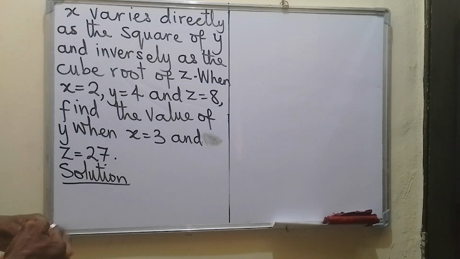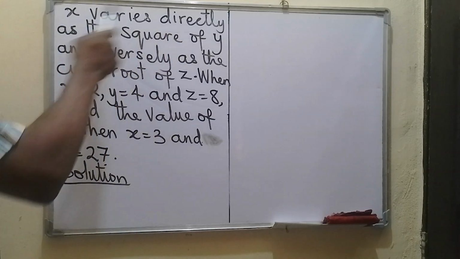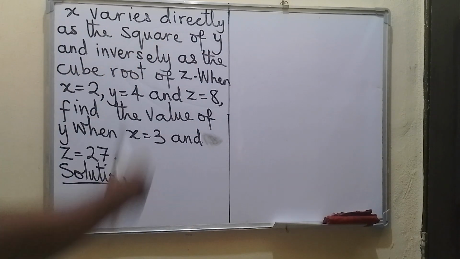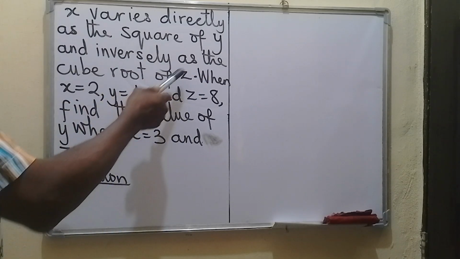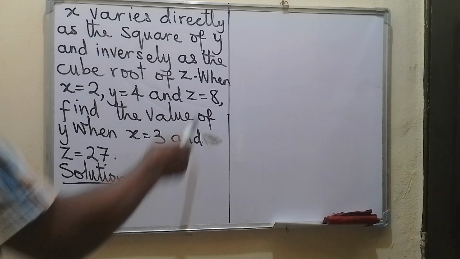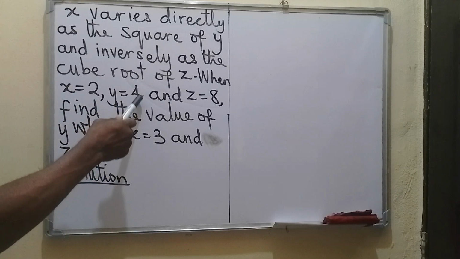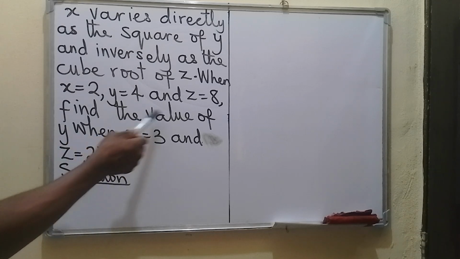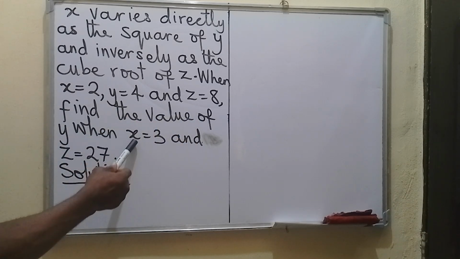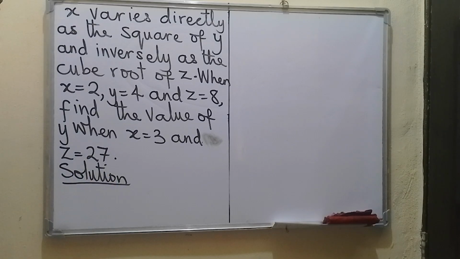When we quickly solve this question, we'll get for board. So the question says: x varies directly as the square of y and inversely as the cube root of z. When x is equal to 2, y is equal to 4, and z is equal to 8. Find the value of y when x is equal to 3 and z is equal to 27.